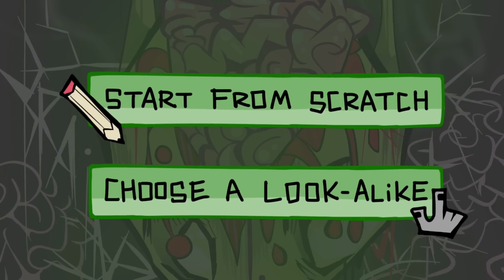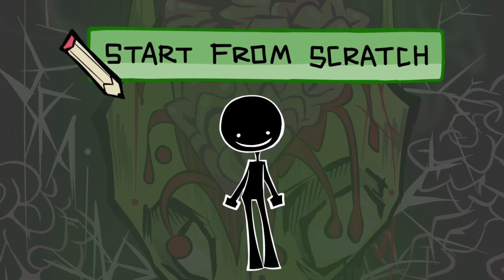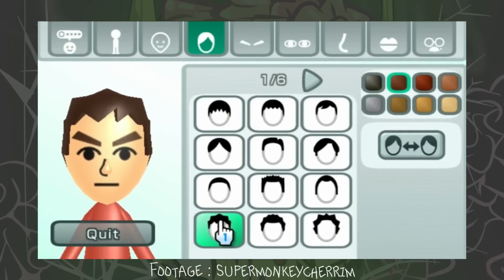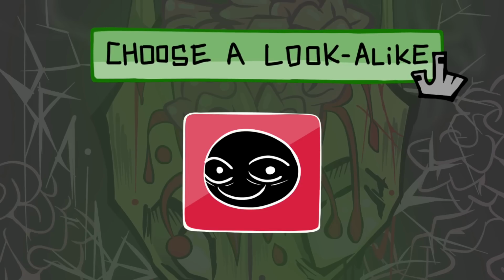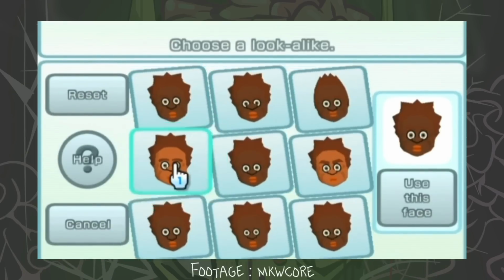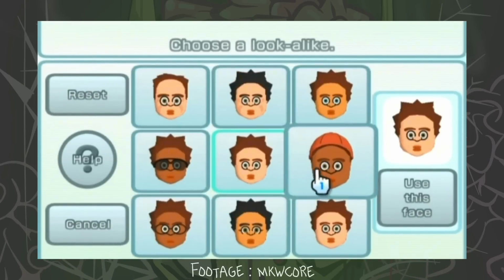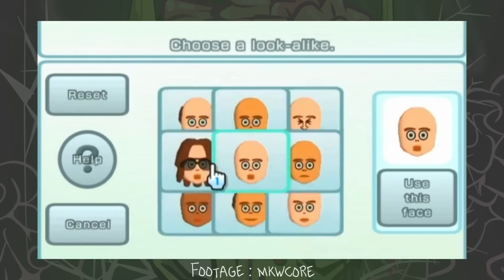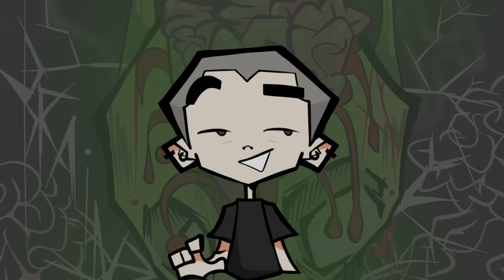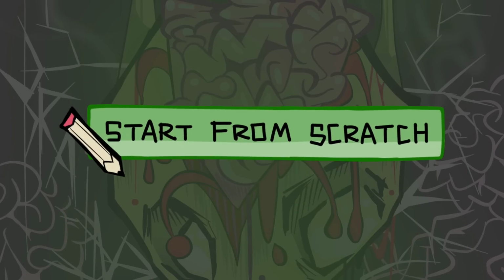When you're presented with two options at the start, you can select Start from Scratch, which would be creating the character you already have in mind, or you can choose a look-alike, which will start you off with a design that already exists, but you are able to customize infinitely. So, let's go over the first option and start from scratch.